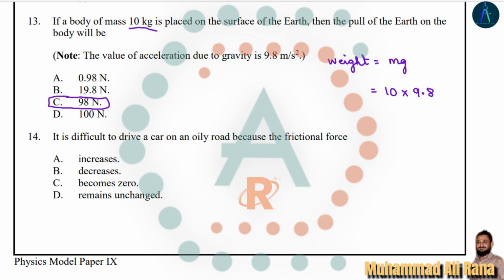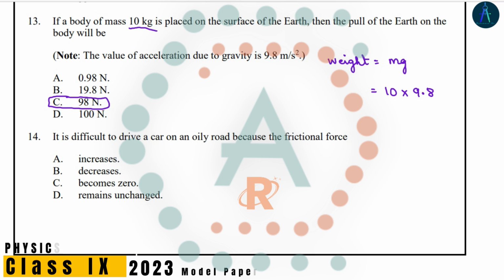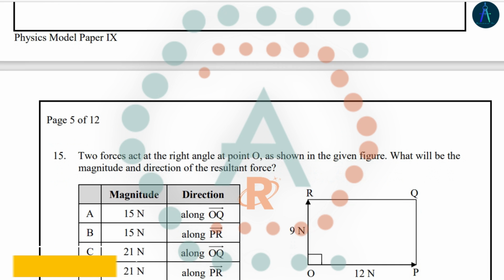It is difficult to drive a car on an oily road because the friction is less. Because an oily surface is slippery, it is smooth, and smooth surfaces offer less friction. So the correct answer would be option B, that the friction would decrease on an oily road.